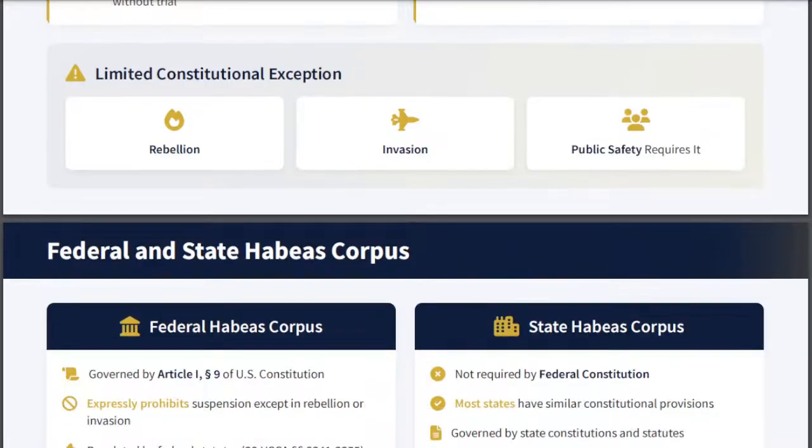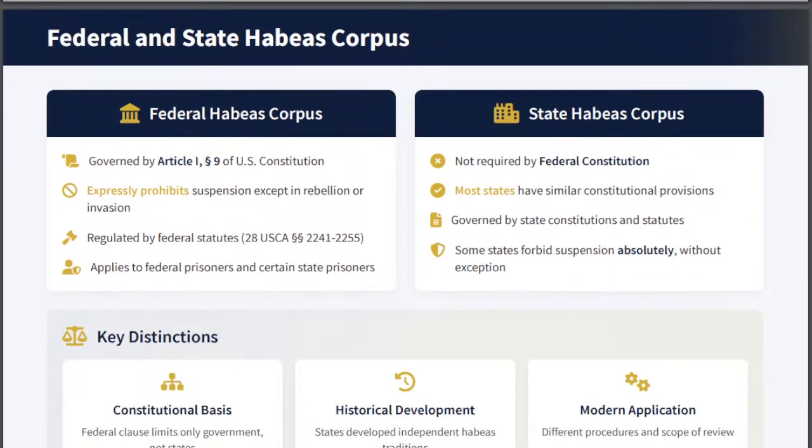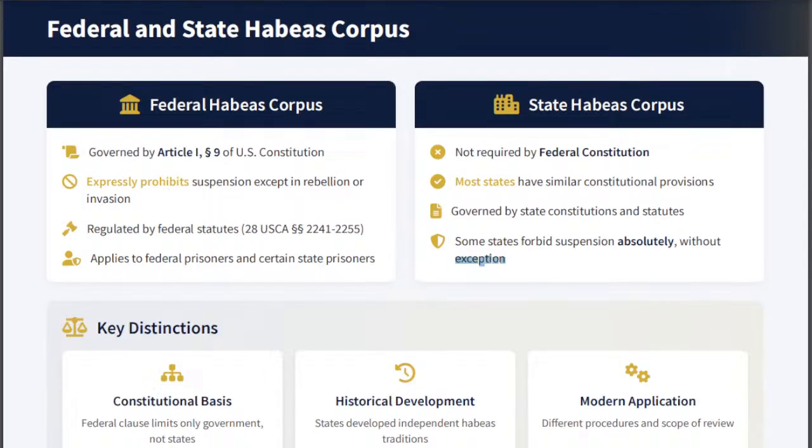So, let's proceed. Federal and state habeas corpus. Federal habeas corpus is governed by Article 1, Section 9 of the U.S. Constitution. It expressly prohibits suspension, except in rebellion or invasion. It is regulated by federal statutes, 28 U.S.C. sections 2241 to 2255, and applies to federal prisoners and certain state prisoners. State habeas corpus is not required by the federal constitution. Most states have similar constitutional provisions, though. It is governed by state constitutions and statutes, and some states forbid suspension absolutely, without exception, which is interesting.